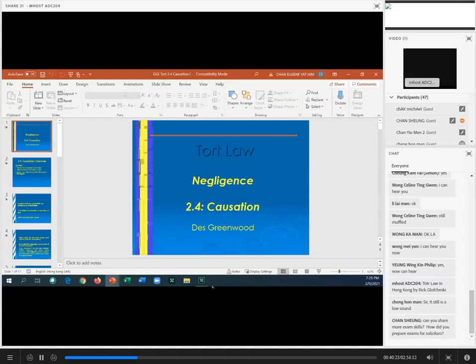Okay, good. So let's have a look at causation. Causation's covered pretty well in your course manual, starting on page 58. And with regard to causation, it's quite a neat topic in a way. There are two major aspects to causation.